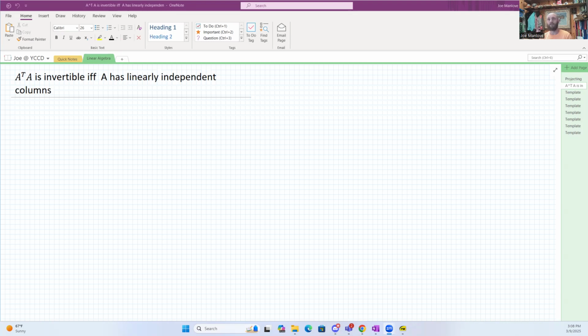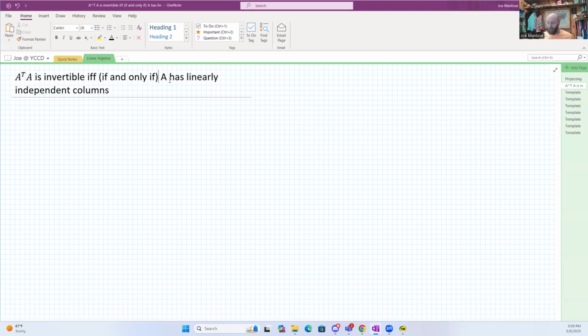You're going to note here that I spelled "if" wrong. That's intentional. So the "iff" with two F's means if and only if. If you haven't seen that symbol before, I haven't used that in class before, essentially that means these two things are equivalent, right? So A transpose A being invertible is exactly the same. It implies and is implied by A having linearly independent columns.